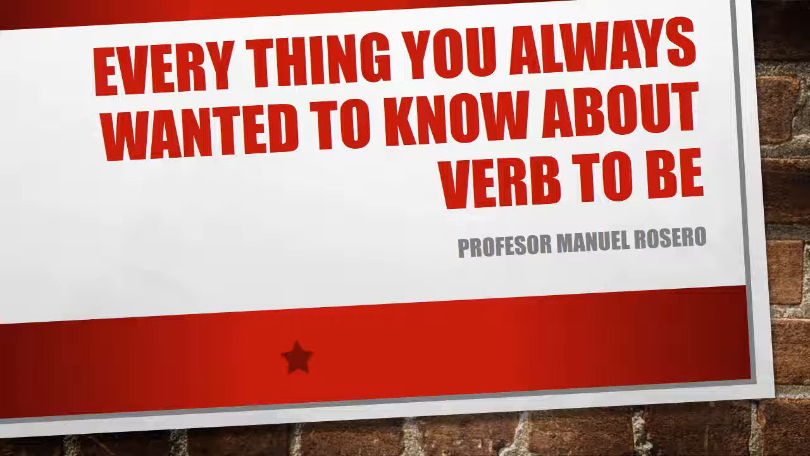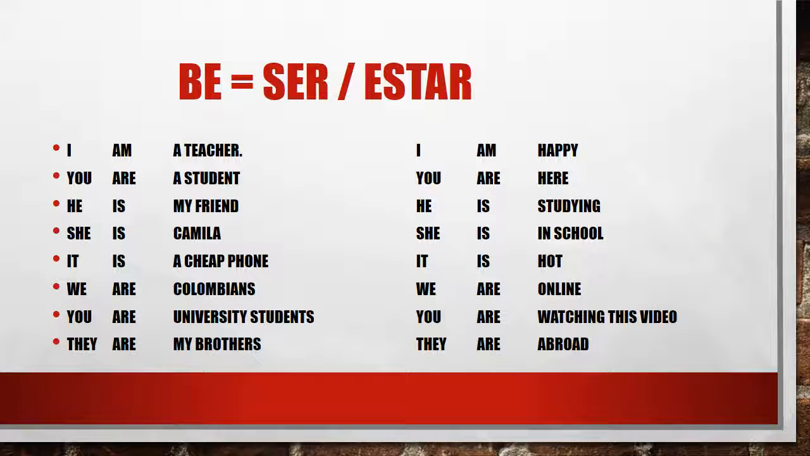So let's get started. This is verb to be, which means ser and estar in Spanish. I suppose you know the forms, right? It's got three different forms in present: am, is, and are, depending on which person you're talking about, right? And there we have examples like I am a teacher, meaning ser, and I am happy, meaning estar, and that happens with all the examples.